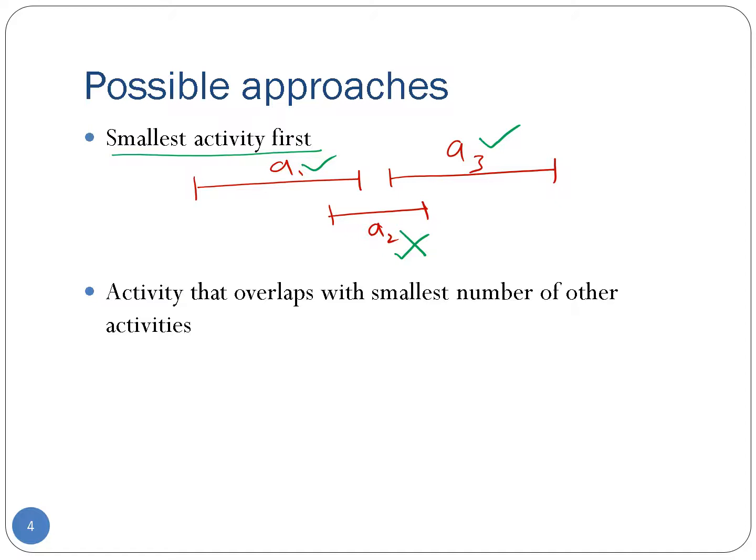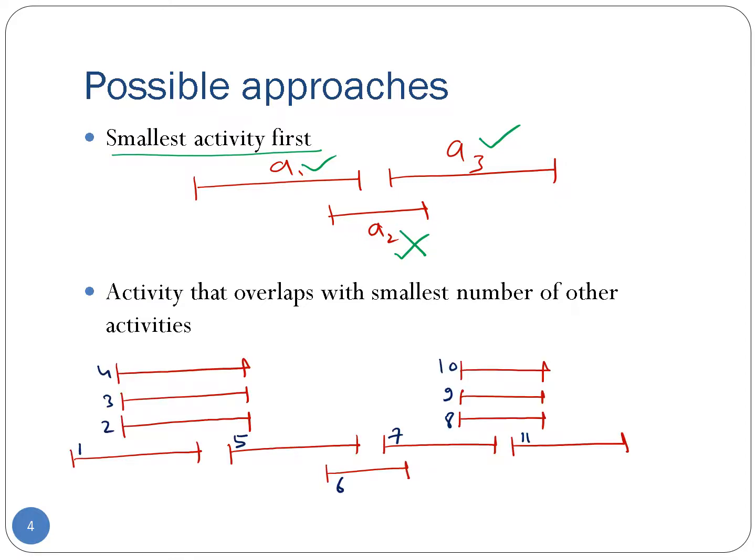What if we always select the activity that overlaps with the smallest number of other activities? Would that work? Maybe not. Here is a counterexample. In this example, activity 6 has overlap with only two other intervals, 5 and 7. All other intervals have overlap with at least 3 or 4 other intervals. So if we pick activity 6 over here, we cannot pick activity 5 and activity 7. Now from here onwards, no matter which intervals we pick, we can only pick two more.